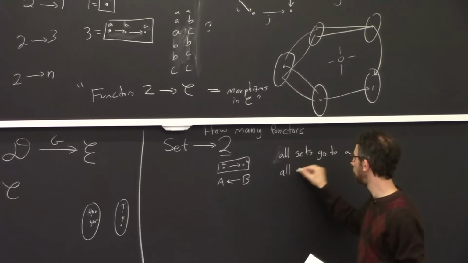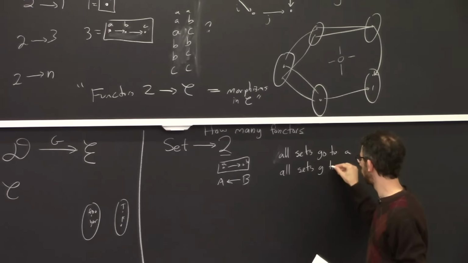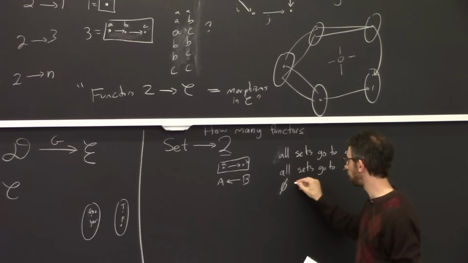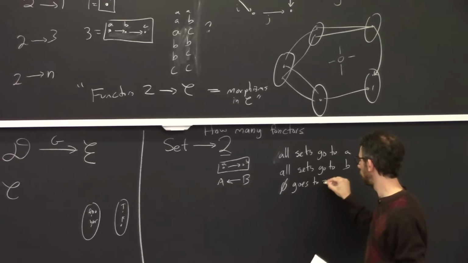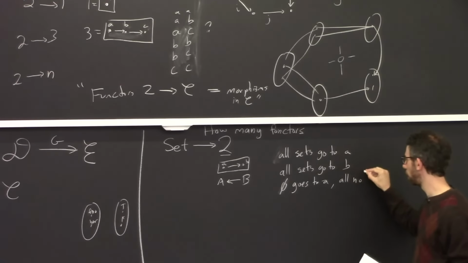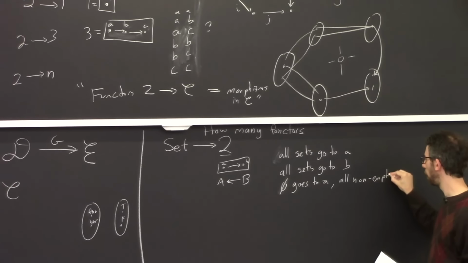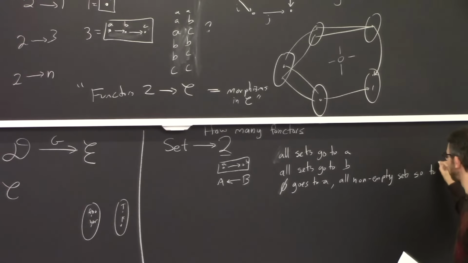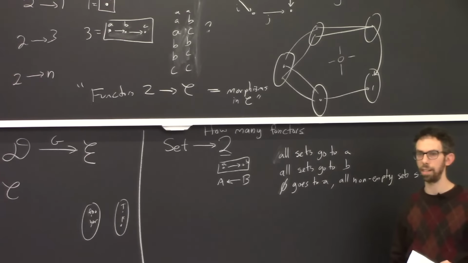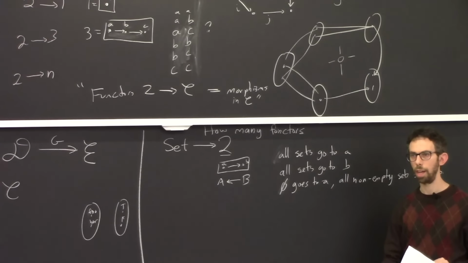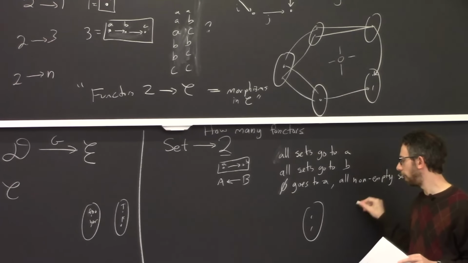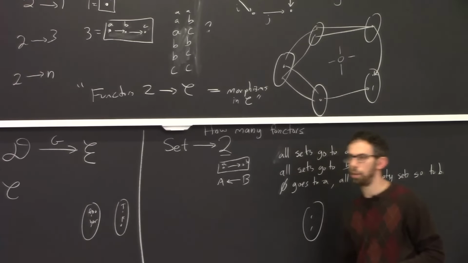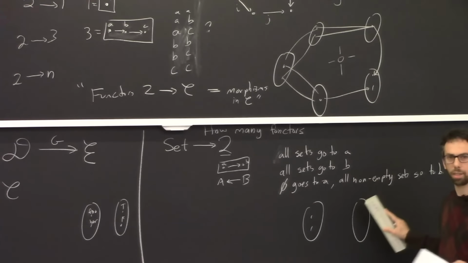all sets go to B, or all empty set goes to A, all non-empty sets go to B. And the reason that one works is because there's no function from any set to the empty set. If you have a set with some dots in it, they all need a place to go, and so they can't go to the empty set. So anyway, weird example. Any other questions that come up?